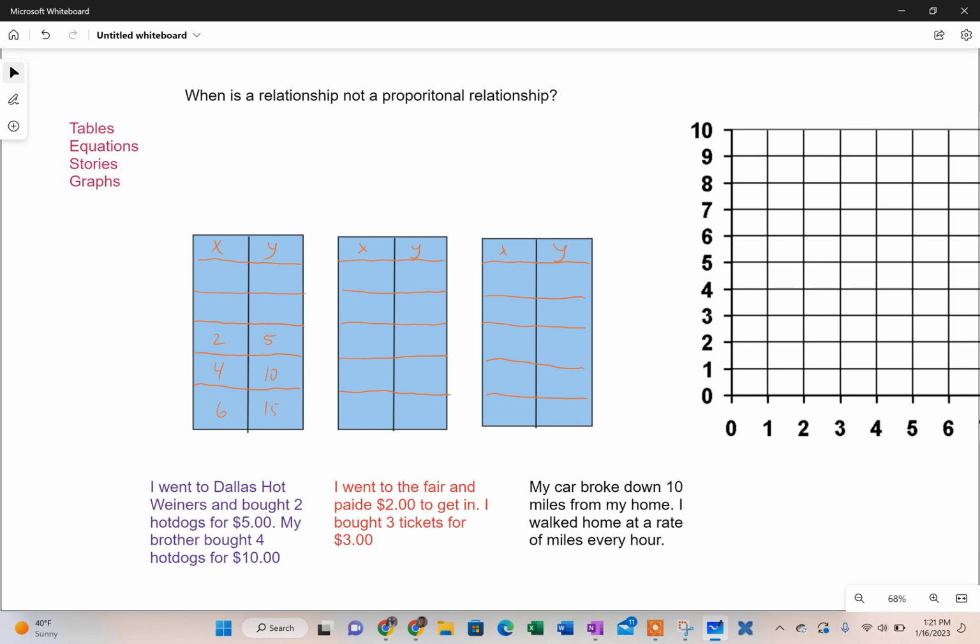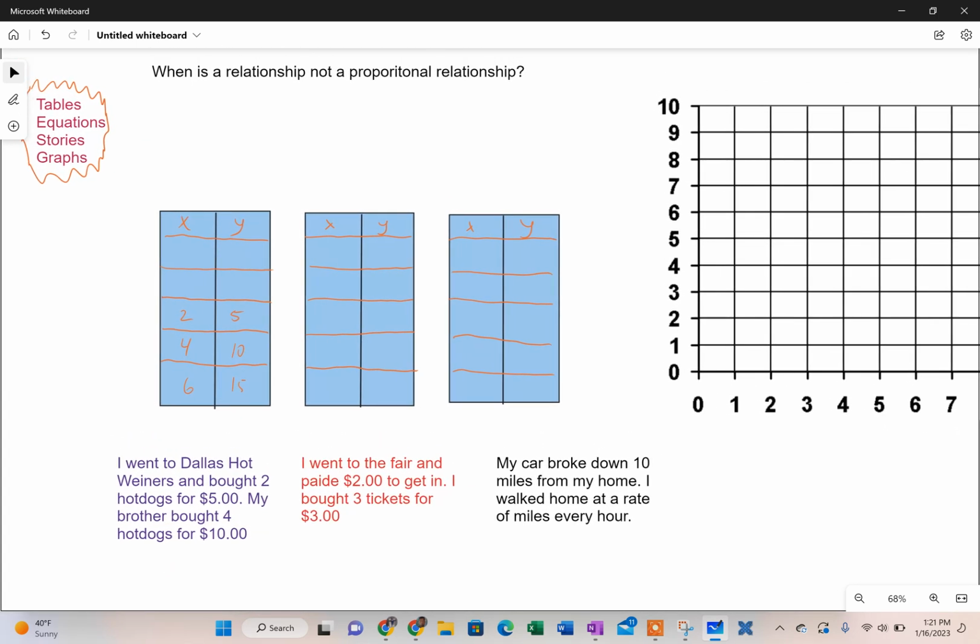Going to do a video on when a relationship is not a proportional relationship. So I'm going to take a look at 4 different things: tables, equations, stories, and graphs, and I'm going to kind of weave them all together. The first thing I'm going to do is look at a proportional relationship so we can understand what a proportional relationship is, and when a relationship is not proportional.